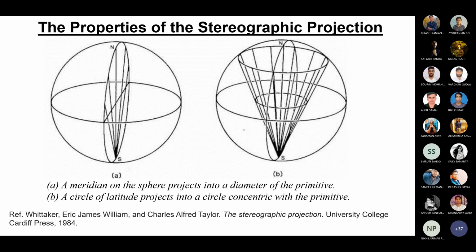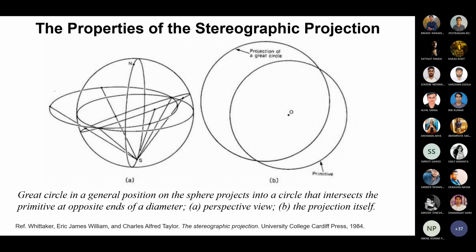I have written two important features in the slide, and those are also shown in the figures. One is that a meridian on the sphere projects into a diameter of the primitive, and the other is that a circle of latitude projects into a circle concentric with the primitive. These two things are important properties of a stereographic projection. Hope all of you understand that. Now we will continue with the properties part, and we will understand much more detail about the properties of the stereographic projection.